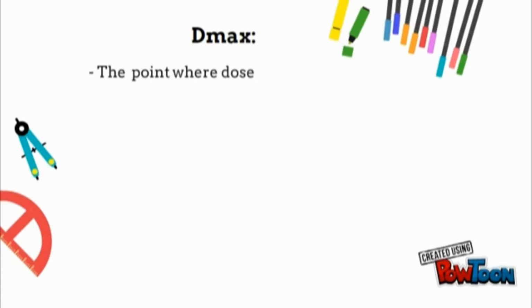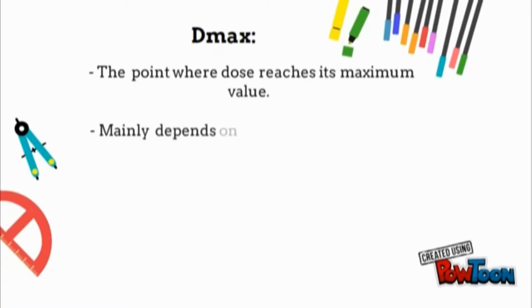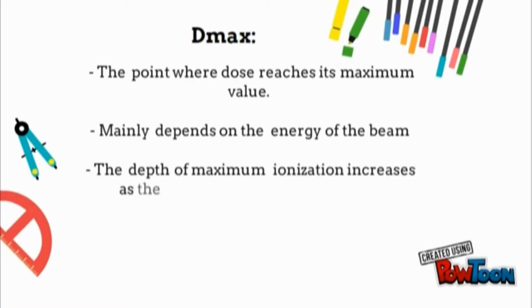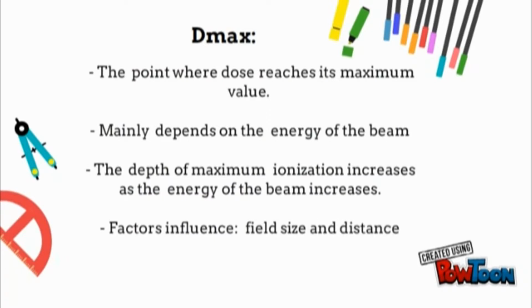Dmax is the point where dose reaches its maximum value. It mainly depends on the energy of the beam. The depth of maximum ionization increases as the energy of the beam increases.